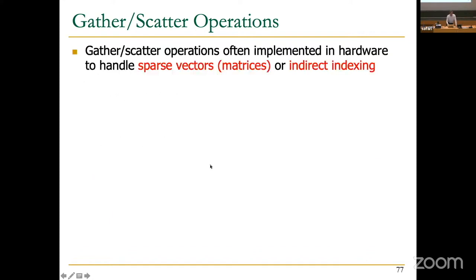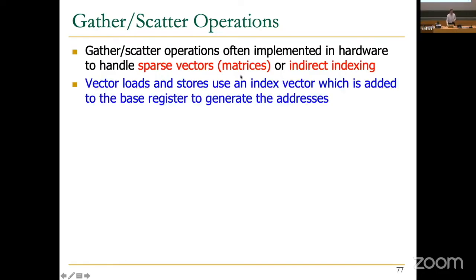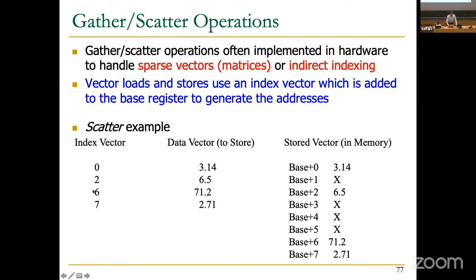Now let's take a look at an example. Essentially, these are often implemented in hardware to handle these sparse vectors, as I mentioned, or indirect indexing. Vector loads and stores use an index vector, which is added to the base register to generate the addresses. Let's take a look at an example of a scatter, not gather. So this is our index vector.